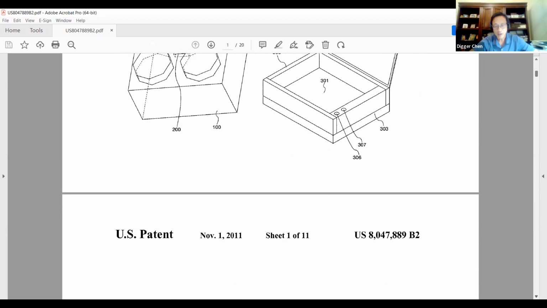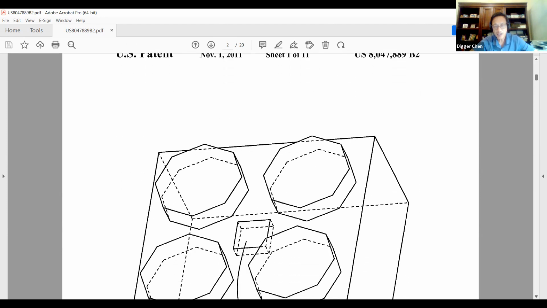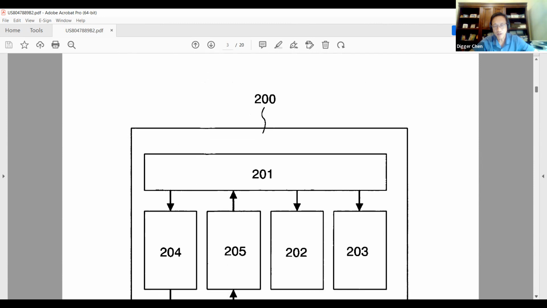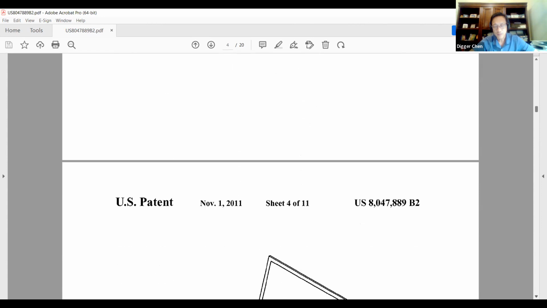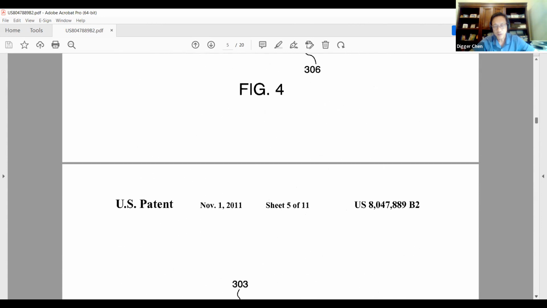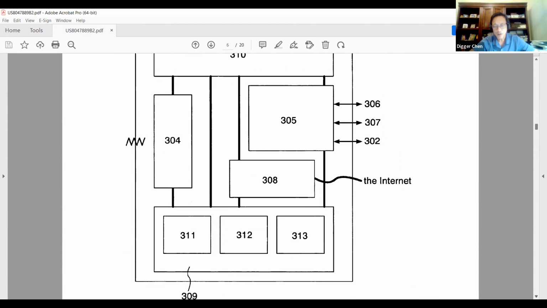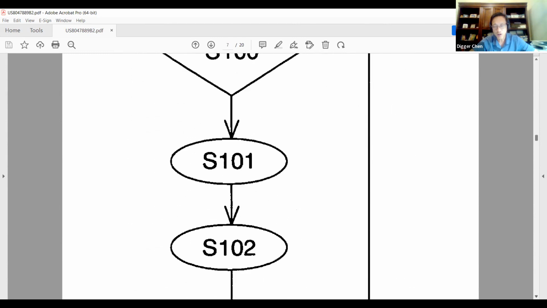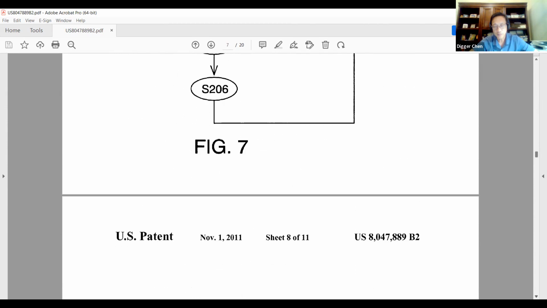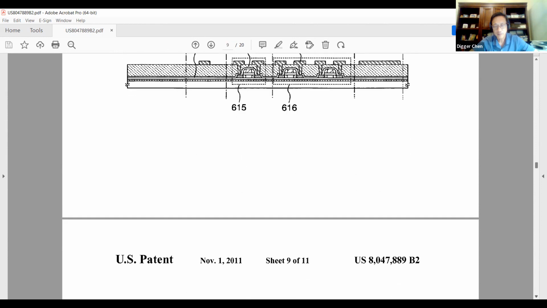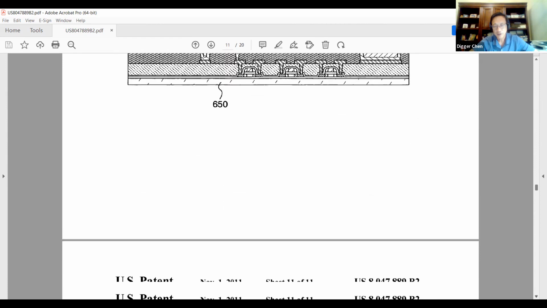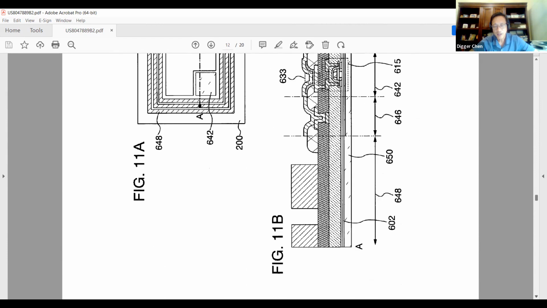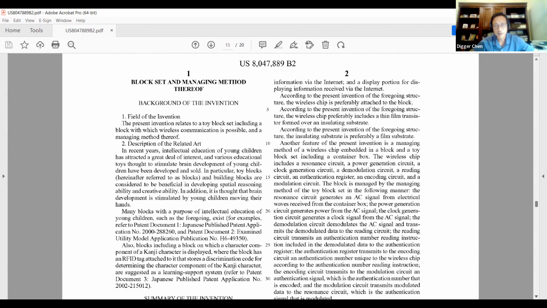So that's the first page. The second page, third page, all the pages are figures. Block diagrams, all the figures, those boxes, and you have to describe all these figures. Flow charts. So in total it has 11 figures.